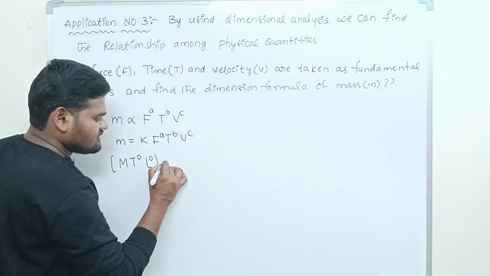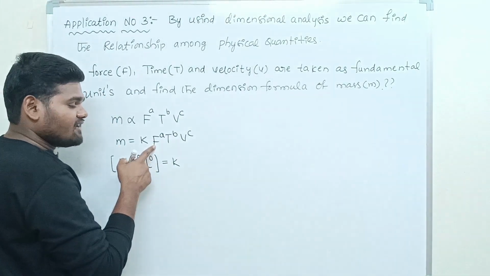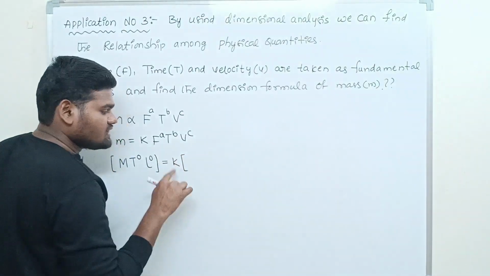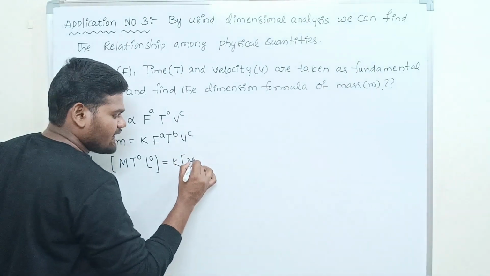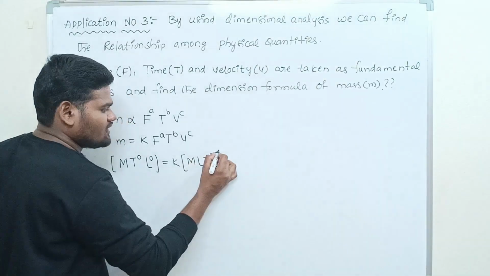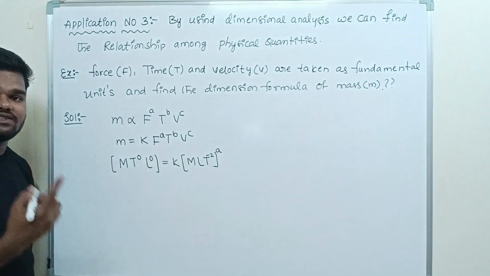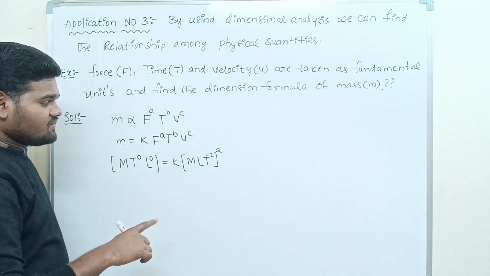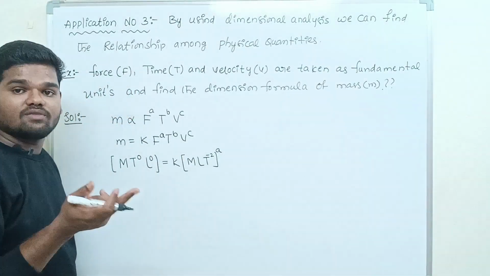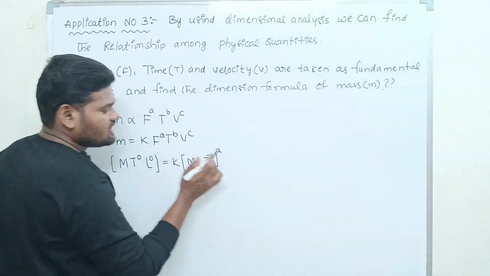Okay. So which is equals to K, where K is what? Proportionality constant. F means what? Force. Force means what? F is equals to ma, mass into acceleration, M L T power minus 2, power A. This is the dimensional formula of force. I have just written it directly. If you want to know how we get this, check lecture number 2, 3 and come. You will understand.